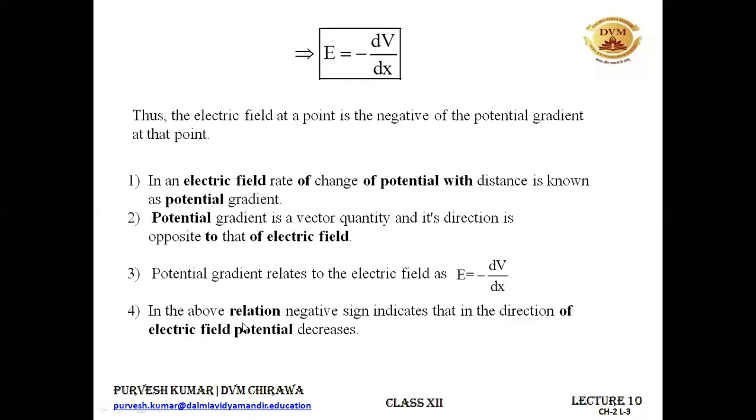And in the above relation, the negative sign indicates that in the direction of the electric field, the potential decreases. So the potential always decreases in the direction of the electric field. You can say this, or in other terms, that the electric field will always act in the direction of decreasing potential. The electric field will always go in that direction in which the potential is lesser. So this is what we have derived out of this conclusion.